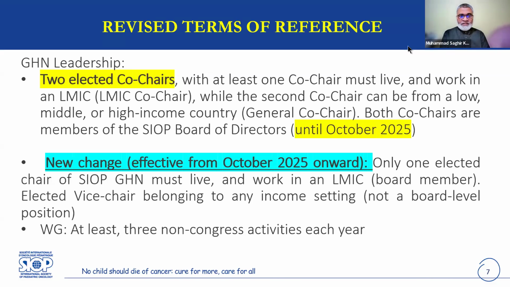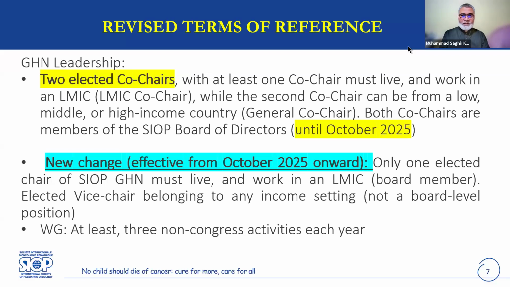But thereafter, there is a new change effective from October onward. Only one elected chair of SIOP GHN must live and work in an LMIC. That is basically the chair of GHN. It's not a co-chair, and that will be a board position. The elected vice chair can belong to any income setting, and the vice chair will not be a board level position. For working groups, it's mandatory to have at least 3 non-Congress activities each year for each working group.